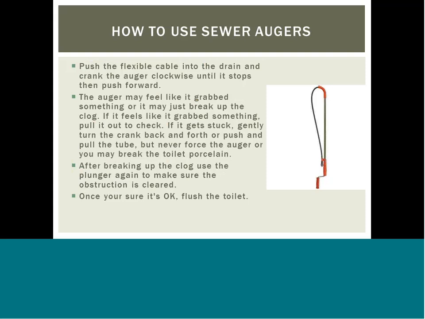If it gets stuck, gently turn the crank back and forth or push and pull the tube, but never force the auger or you may break the toilet porcelain. After breaking up the clog, use the plunger again to make sure the obstruction is cleared. Once you're sure it's okay, flush the toilet.